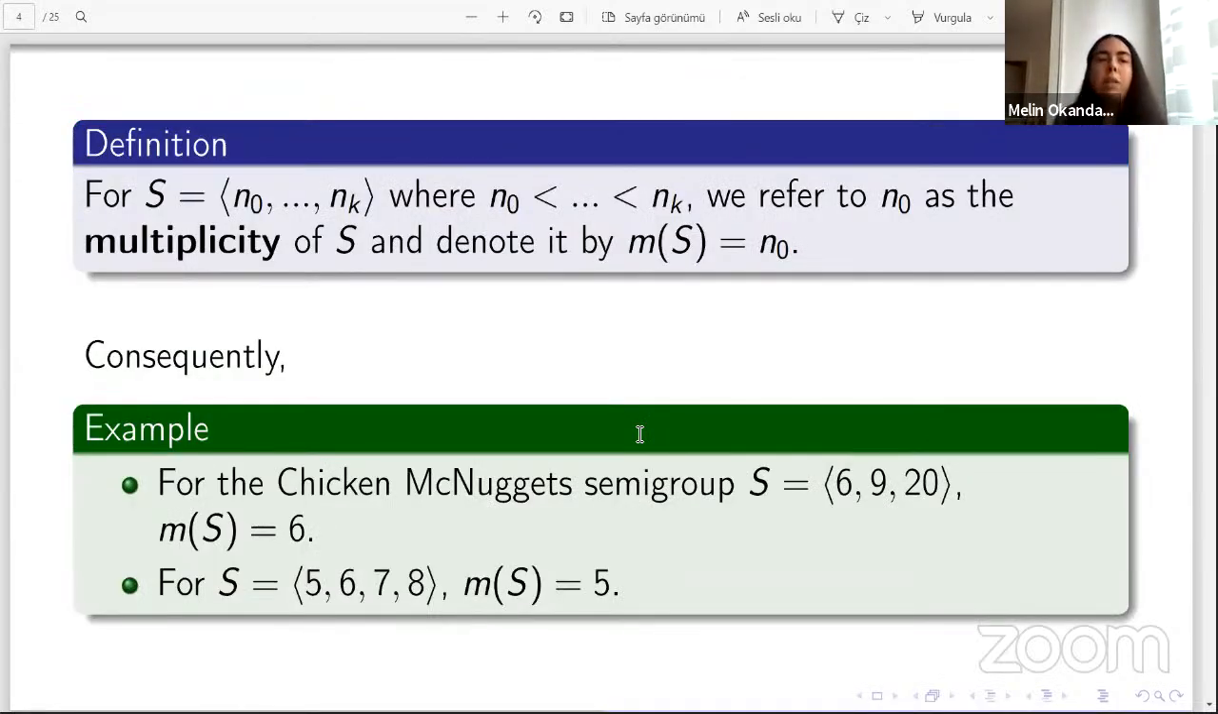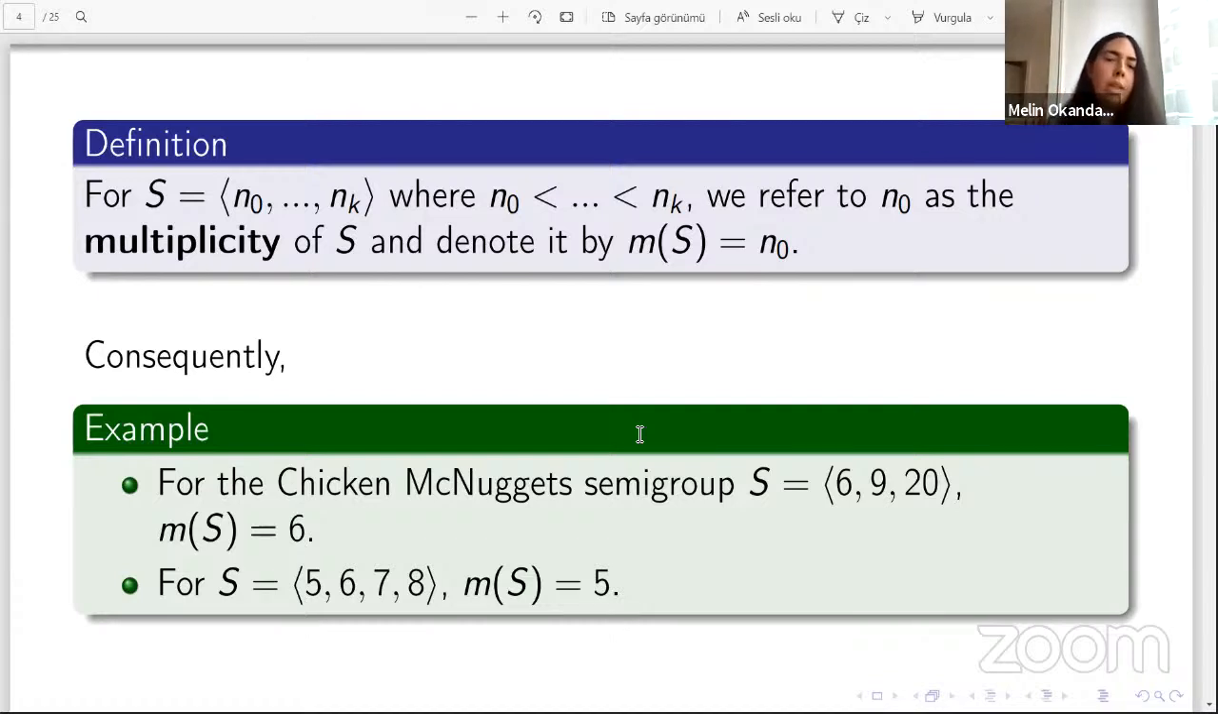Let us define what multiplicity is. Multiplicity is important because we will be looking at minimal presentations of numerical semigroups when the multiplicity is fixed. So what is a multiplicity? We have said that a numerical semigroup can be written down in terms of its generators. Let S be generated by N0, N1, and all the way up to Nk. Here we have an order: N0 is the smallest element, the generators are written in a certain order, and Nk is the largest element. We refer to the smallest generator, N0, as the multiplicity of the numerical semigroup. So the multiplicity of a numerical semigroup S is the smallest generator, N0.